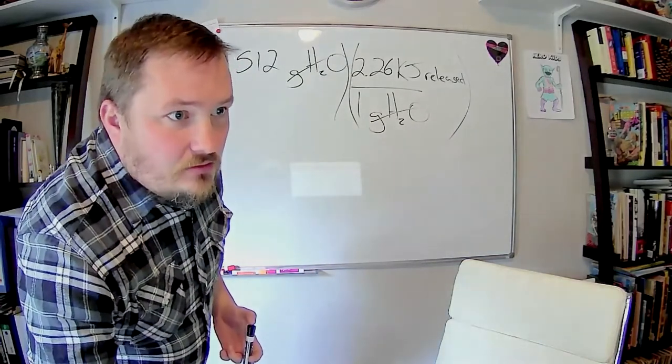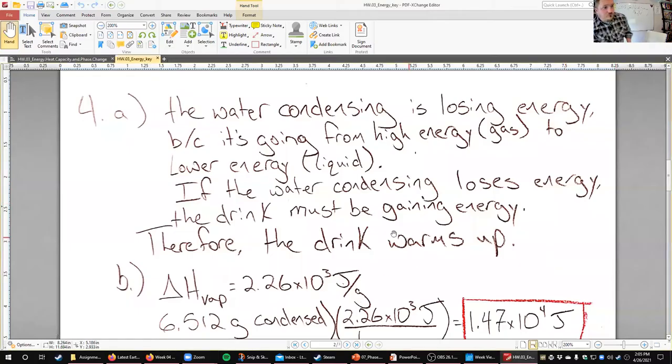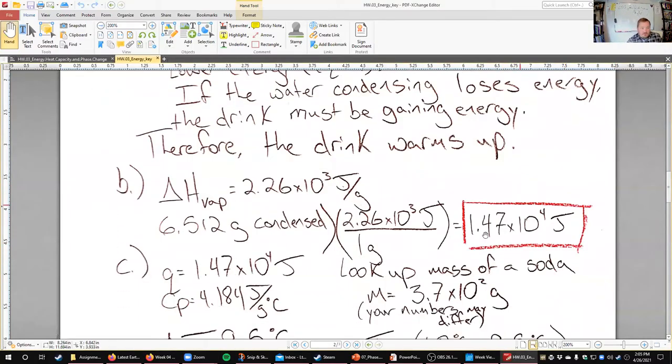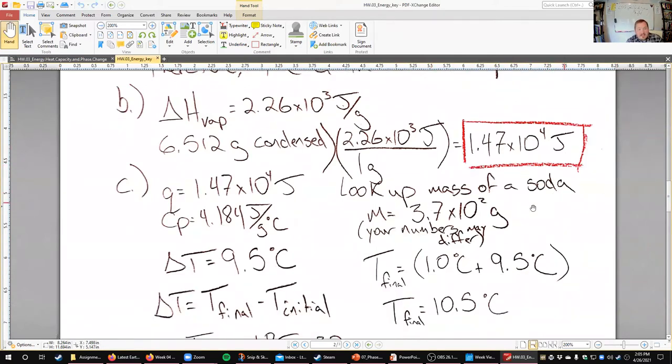All right, I'm going to switch back to sharing screen. So you would get 1.47 times 10 to the 4 joules. And this one did not give you a mass of the soda. So anytime you think you need a number, you either can look it up or make an assumption. For instance, if you didn't have access to the internet, you might say, I don't know what the mass of a soda is, but I know it's about 12 ounces, and you could get an idea for what the mass of that is.